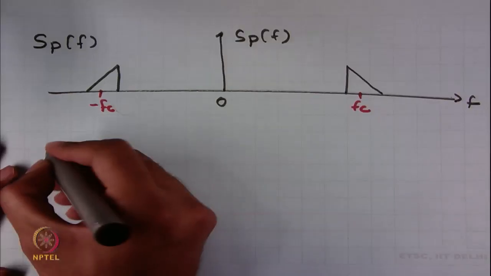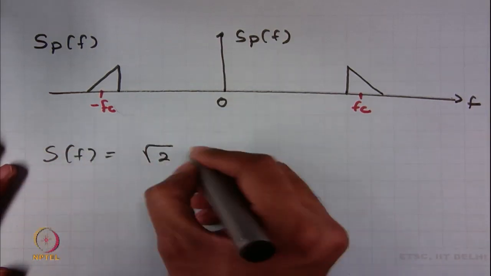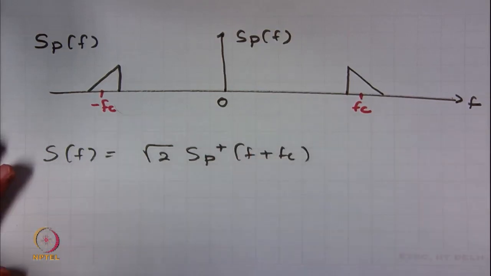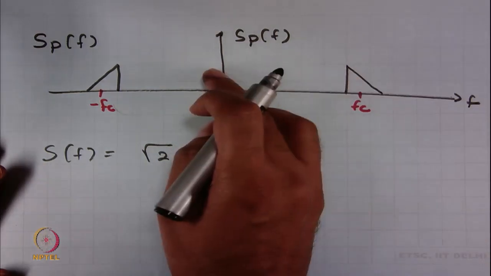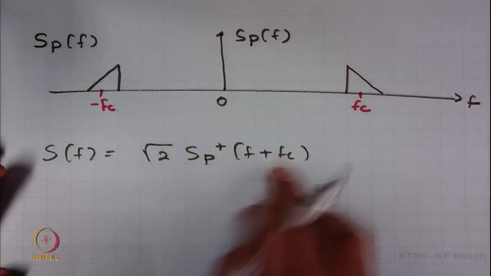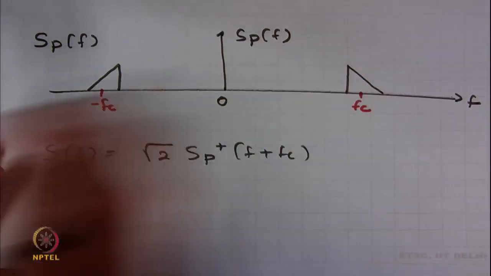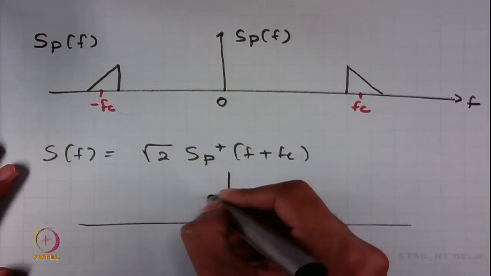Now, to get the spectrum of S(f), we can use the relationship. The one thing that we have to do is, first we have to kill the negative part, and then we can translate the positive part towards the negative direction, because this is plus fc. So, this should be shifted by minus fc towards the left. So, the resultant spectrum would be something like this.